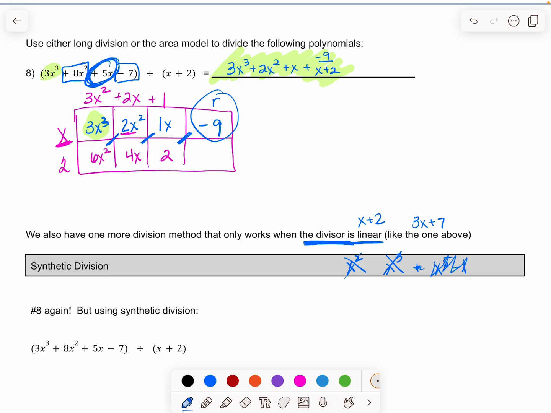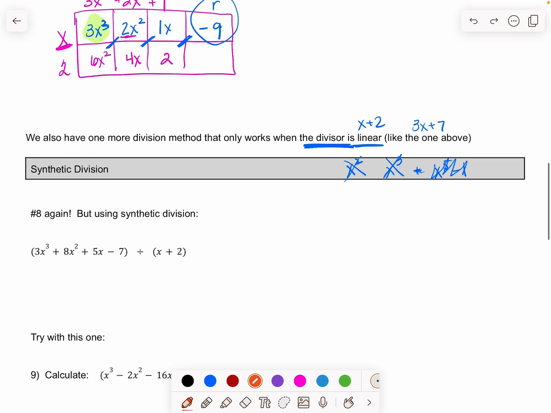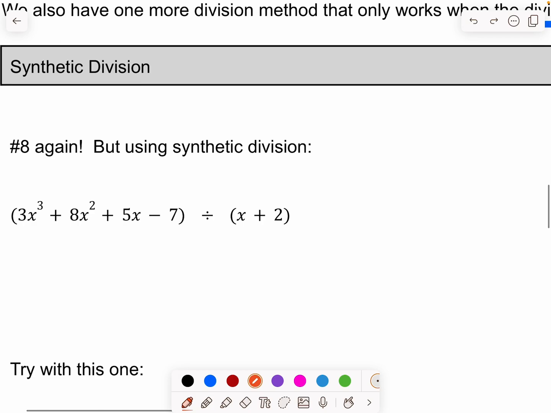Now, I'm going to use the problem up above from number 8. That's what I wrote here again. You'll see it's the same problem, but I'm going to show you synthetic division. What you have right now, this x plus 2, anytime you do this is called a factor. What you want to use is a 0. So you set it equal to 0.